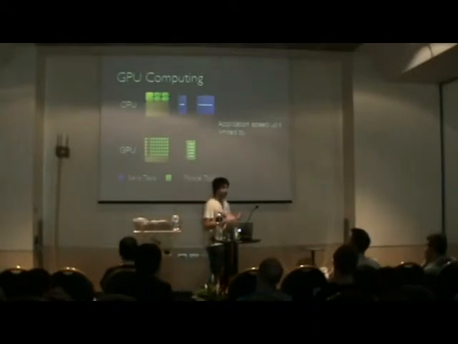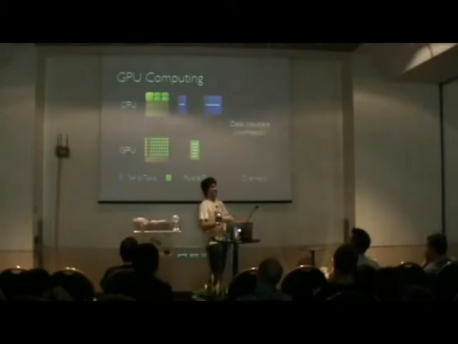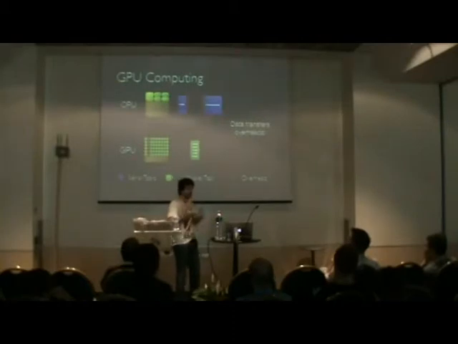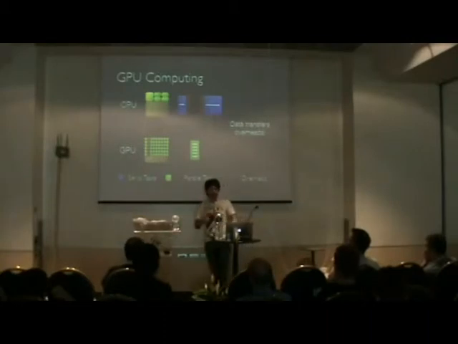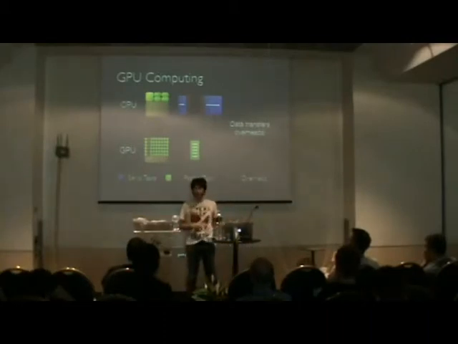Also, in GPU computing, you have to consider some overheads. Overheads that are given by the memory transfer and the communication between the CPU and the GPU. You have to transfer the input data to the GPU, then do the computation on the GPU, and then finally transfer back to the CPU the results of your computation.